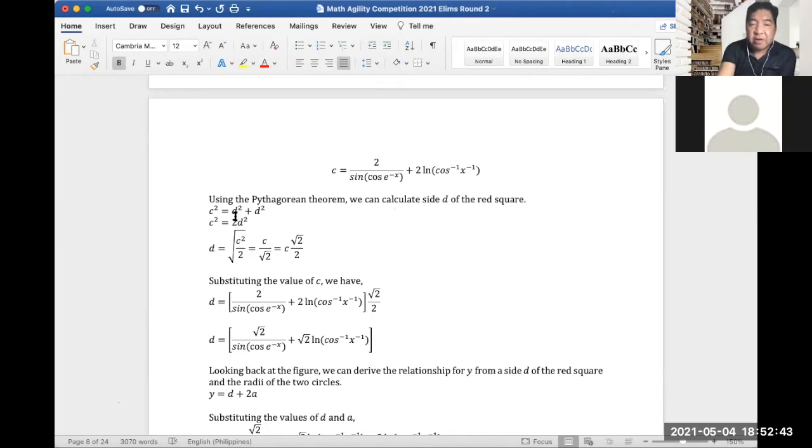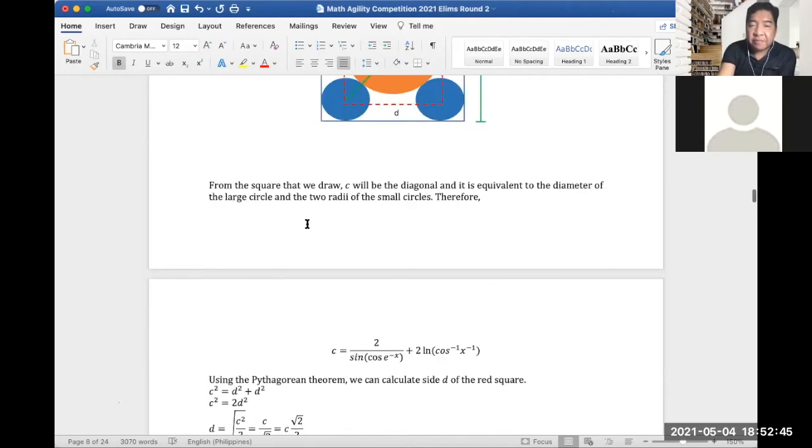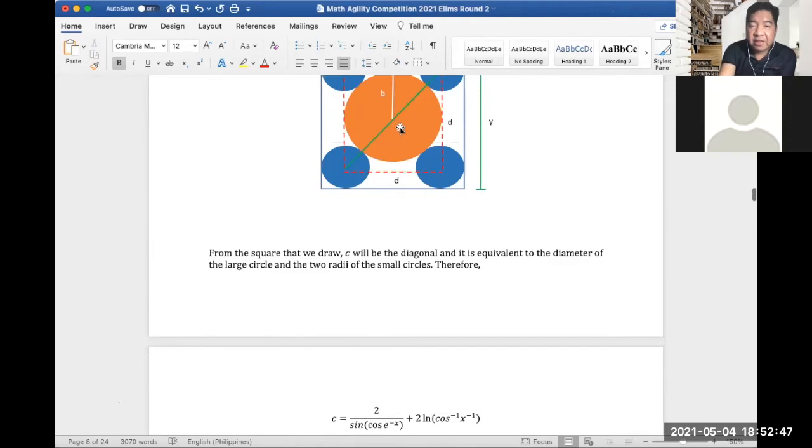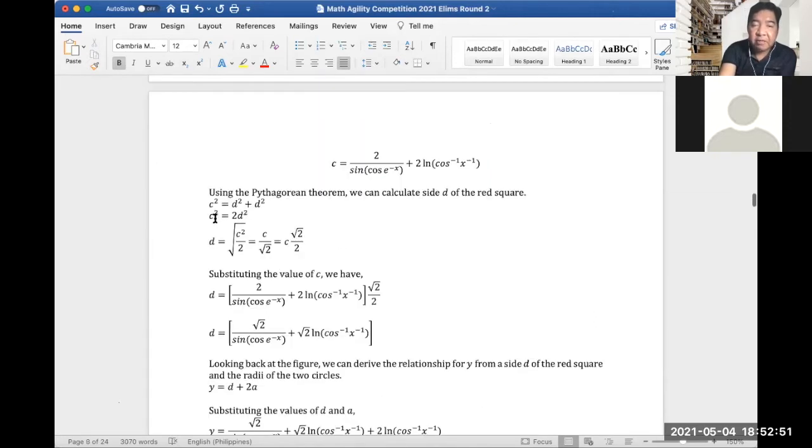So C squared is, of course, D squared plus D squared, right? Since they are equal, C squared equals 2D squared, and D is equal to the square root of C squared over 2. So D is equal to C over square root of 2, and rationalizing this would give us C square root of 2 over 2.